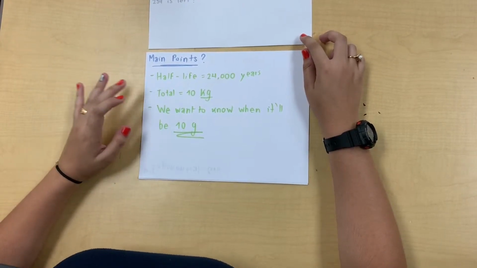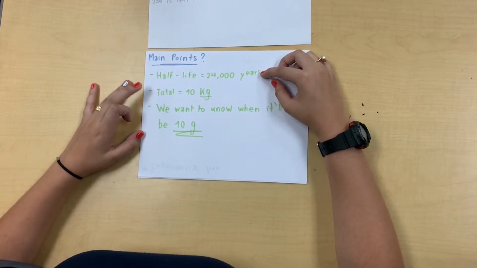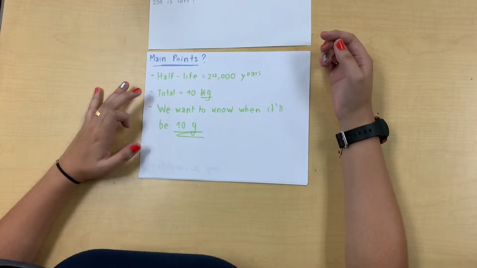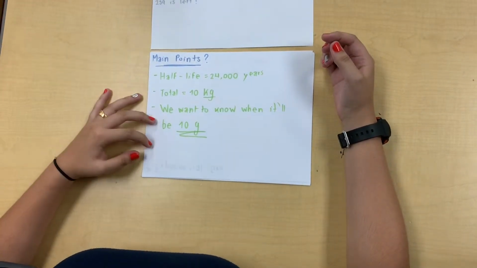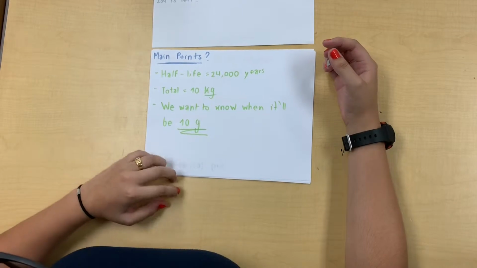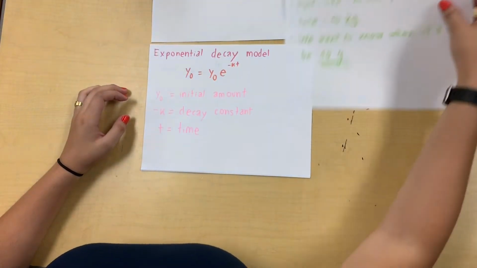In this case, we have the half-life, which is 24,000 years, as stated in the question. Our total, which is 10 kilograms. And what we want to know is how much time will pass before it gets to 10 grams.